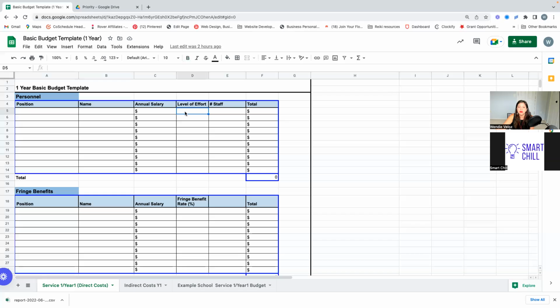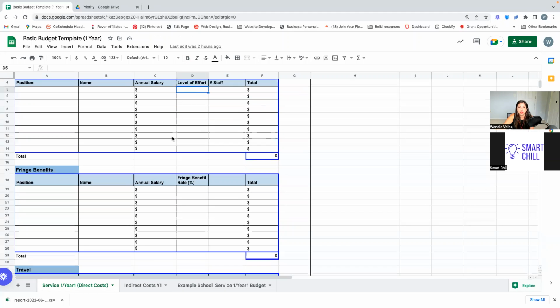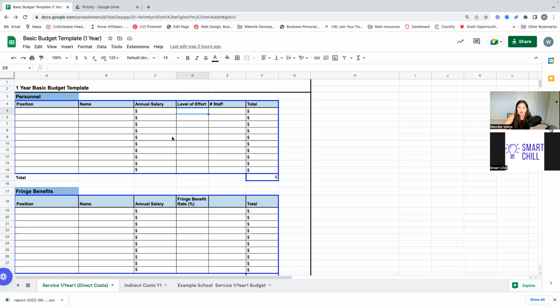So their level of effort might be 100% or 25%, because if they're not working 40 hours a week and they're only working a quarter of that, then that would be 25%. So the level of effort is often a percentage. Then the number of people. So if this is one person working at 100% at an annual salary of $40,000, the total cost is $40,000. So you'll fill this in with the details of how much it would cost you to provide the service successfully, and remember we talked about the staffing.